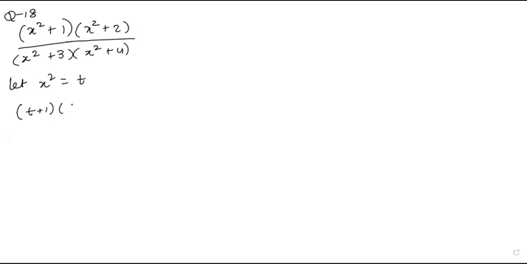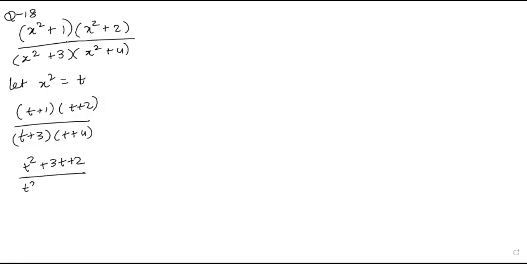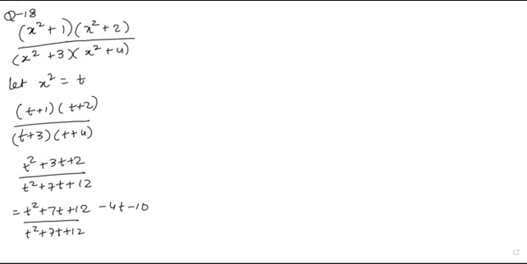So t plus 1 and t plus 2 upon t plus 3 and t plus 4. So this will be t square plus 3t plus 2, whereas this will be t square plus 7t plus 12. So you can see that I can make this as t square plus 7t plus 12, but I have to subtract 4t and 10 from here. So I will individually divide this.